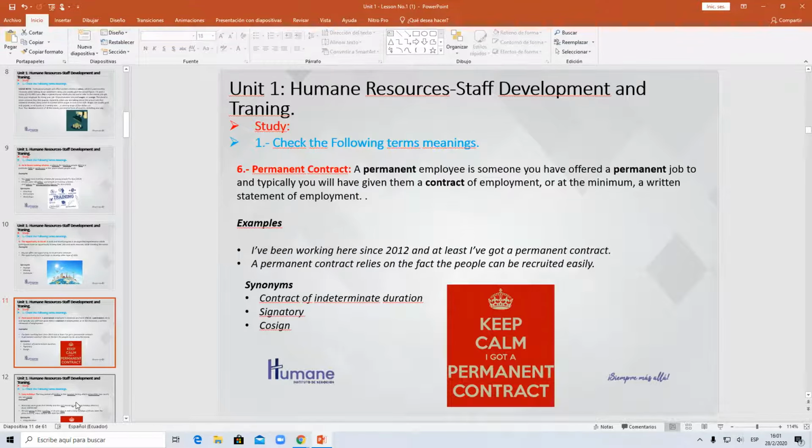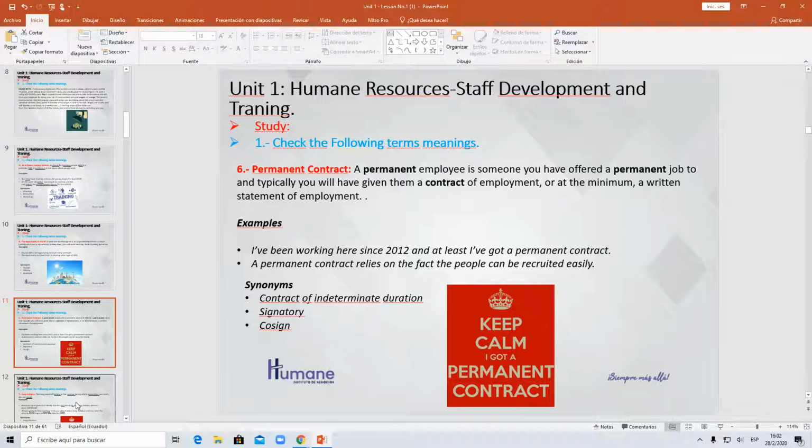Then we have the next term, a permanent contract. A permanent employee is someone you have offered a permanent job to, and typically you will have given them a contract of employment or at the minimum a written statement of employment. Examples of this term used in sentences could be: I've been working here since 2012 and at least I've got a permanent contract. A permanent contract relies on the fact that people can be recruited easily.